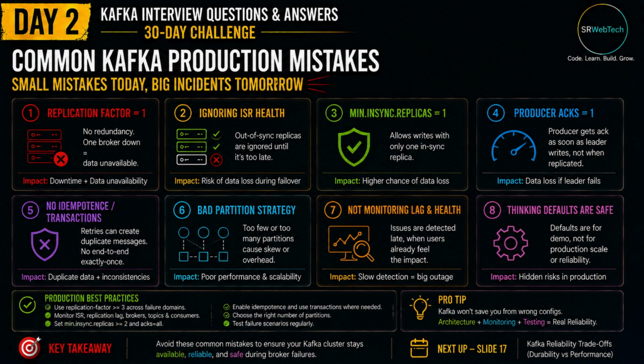One common mistake is assuming that replication factor 3 automatically guarantees zero data loss. It does not. Data safety also depends on ISR status, producer acknowledgements, minimum in-sync replicas, and application behavior. Another mistake is ignoring monitoring until after a failure occurs.